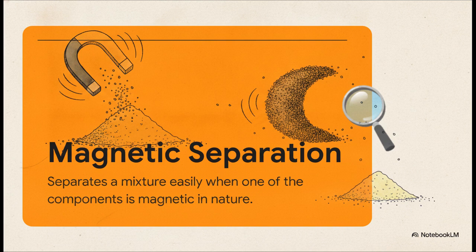Imagine a pile of iron filings mixed up with sulfur powder. All you do is wave a magnet over the top. The iron is instantly yanked out of the pile, leaving the non-magnetic sulfur completely undisturbed. Just like that, case closed.